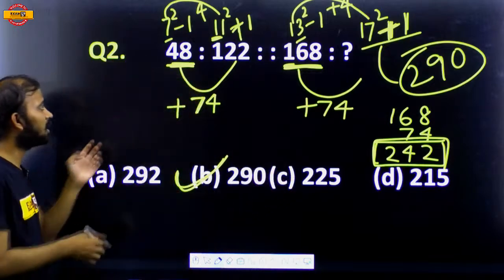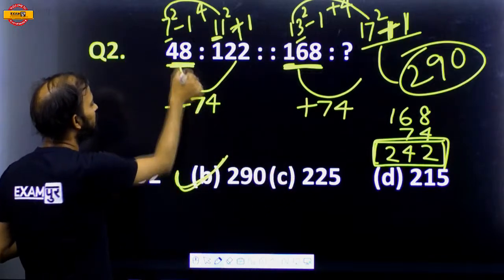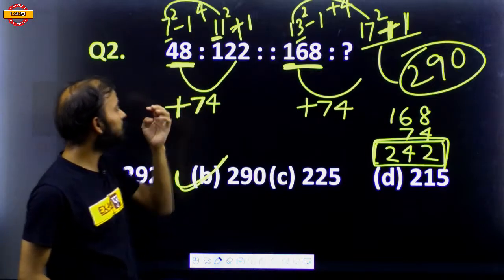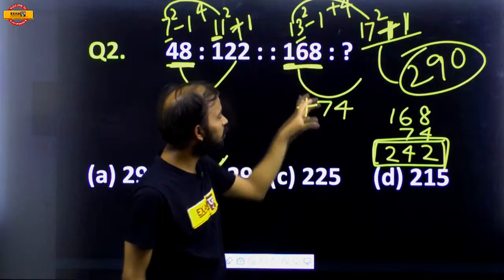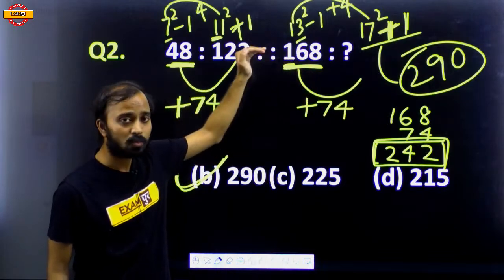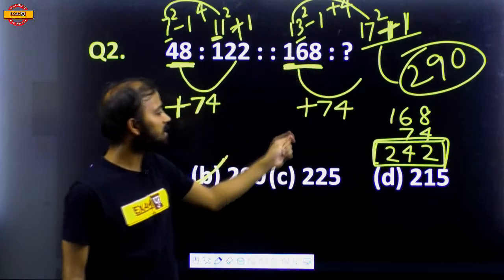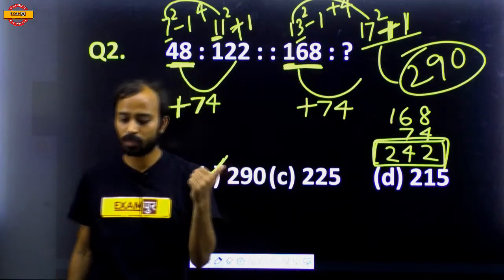As you just saw, 48 plus 74: 8 plus 4 is 12, and 7 plus 4 is 11, plus 1 is 12, so 122. So here also, when we add 74 in 168, 168 plus 74 is what? 8 plus 4 is 12, and 6 plus 8 is 14, 13, 14, and 1 plus 1 is 2.